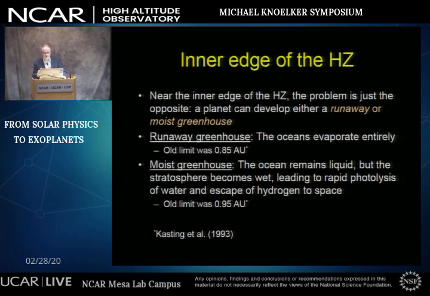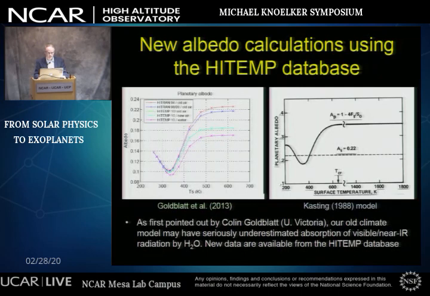The runaway greenhouse, the way I define it, is when the oceans evaporate entirely. Our old limit for that was 0.85 AU. Then there's a moist greenhouse effect that Eric mentioned, but didn't really describe. The stratosphere can become wet, even if the ocean is still present on the surface, and that allows water vapor to get up there. You can overcome the diffusion limit on hydrogen escape, and so you can lose the ocean while it's still sitting there at the surface. In our old models, that limit was at 0.95 AU, right where Michael Hart had it.